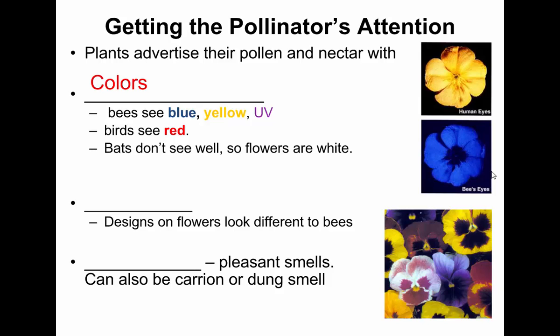Bats, however, don't see very well, and they are usually active at night, so the flowers pollinated by bats are usually just white in color, so they're easier to see at night. There are designs on flowers that guide animals into where the nectar is located. And there are smells, aromas, that attract animals.